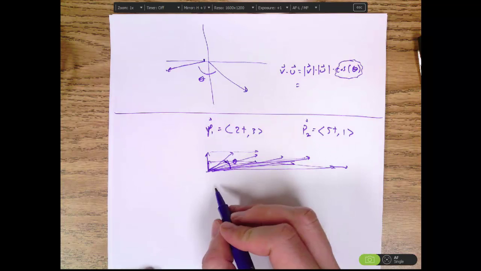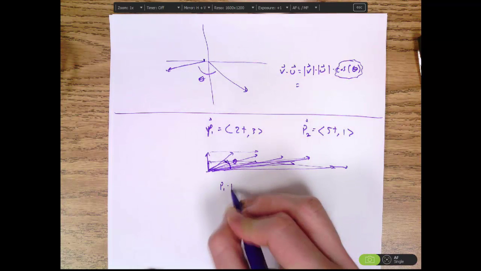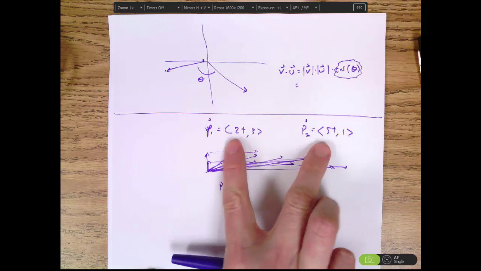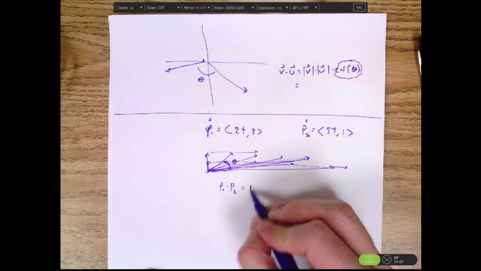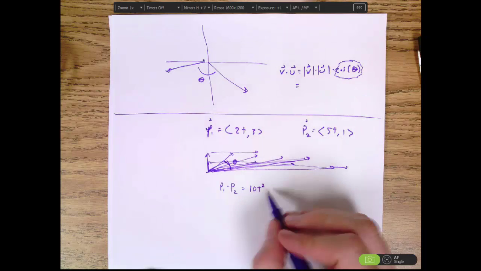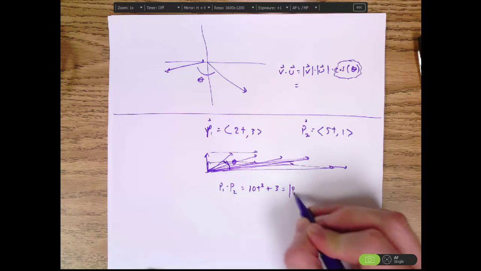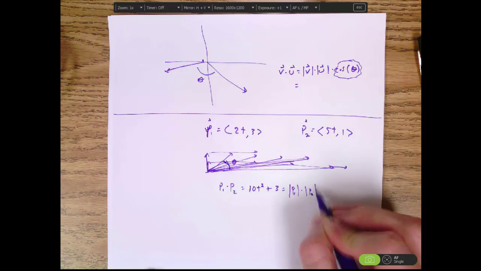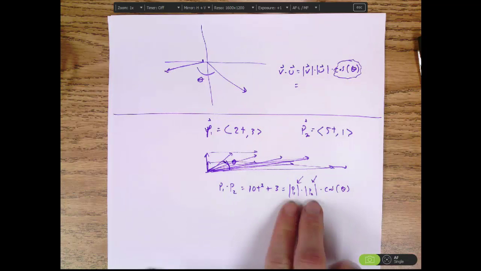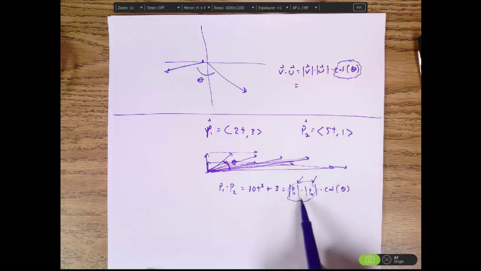So we can set this up in the same way. We know that P1 dot product P2, the way you calculate it is multiply x, multiply y, and add together. That's going to give us 10t squared as the product of the x's, plus 3 as the product of the y's. That's equal to the magnitude of P1 times the magnitude of P2 times cosine theta. Well, you can work out equations for those magnitudes. That's going to give you a messy expression in terms of t.